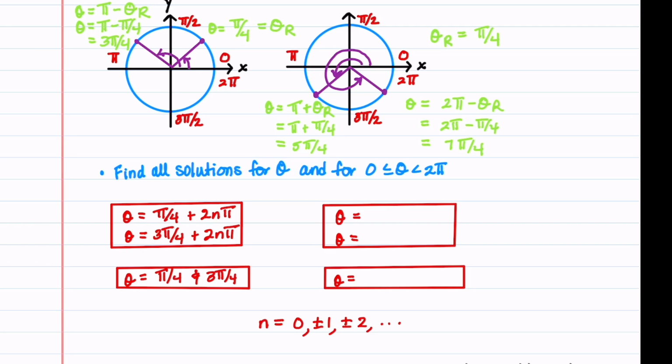Our theta is going to be 5 pi over 4 plus 2n pi, and then 7 pi over 4 plus 2n pi. And if we're just going between 0 and 2 pi, our answer is going to be 5 pi over 4 and 7 pi over 4.